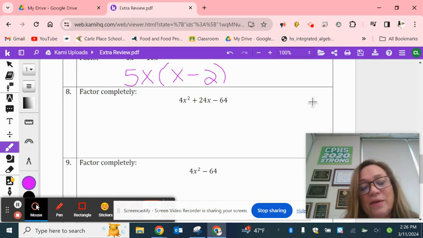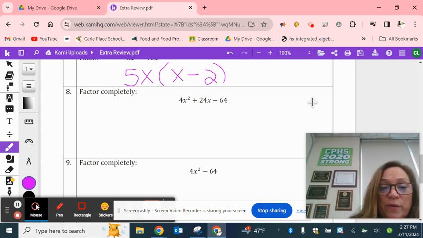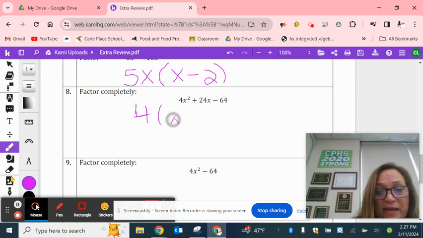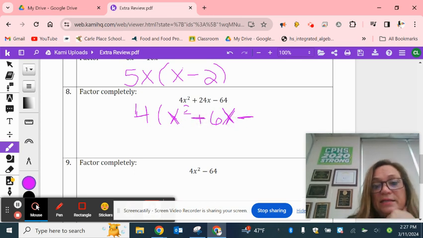Okay, factoring completely. Factoring completely implies to you that you're going to factor more than once. So the first thing I would look for is a GCF. And 4 is a common factor of 24 and 64. So I'm going to pull out the 4 by dividing. And that's going to give me x squared adding a 6x and subtracting a 16. So I'm going to keep my 4.